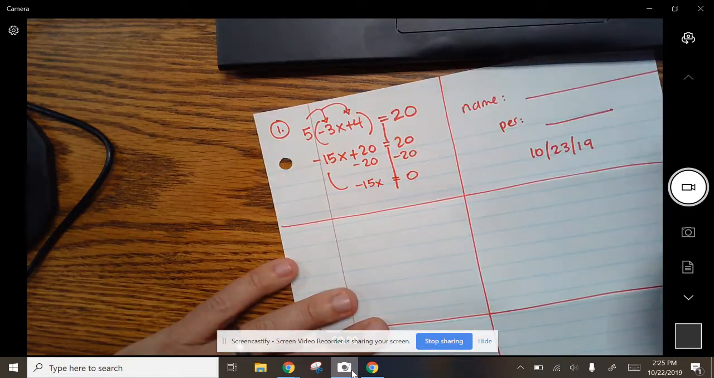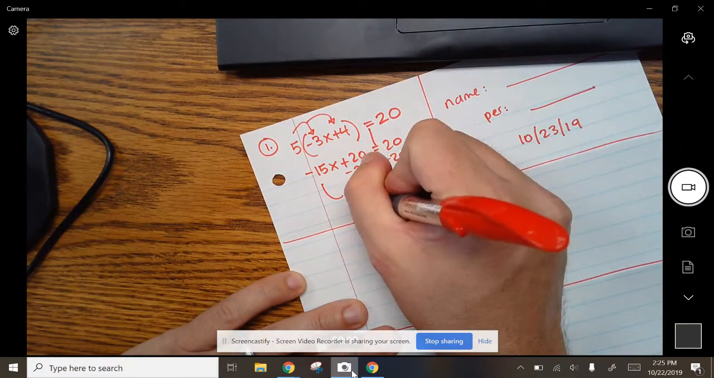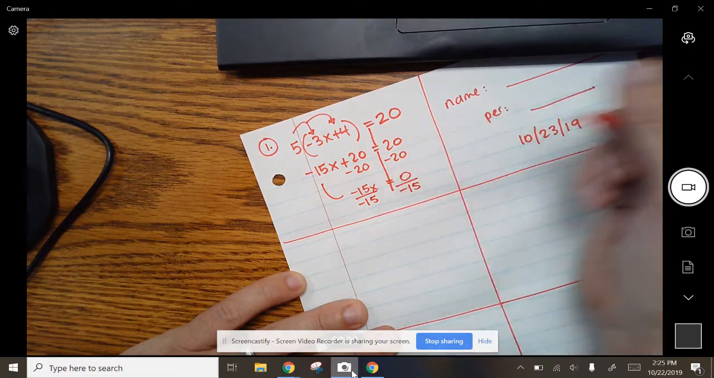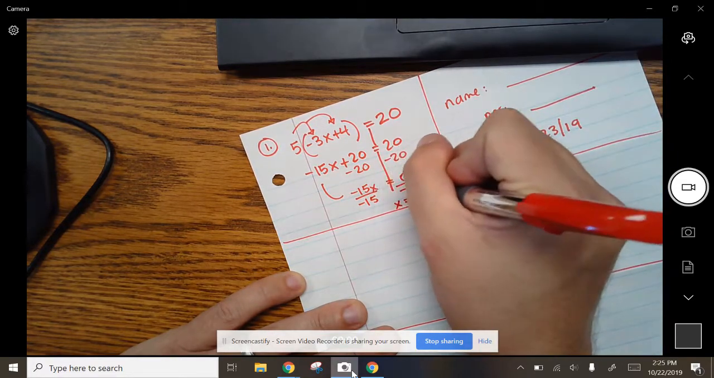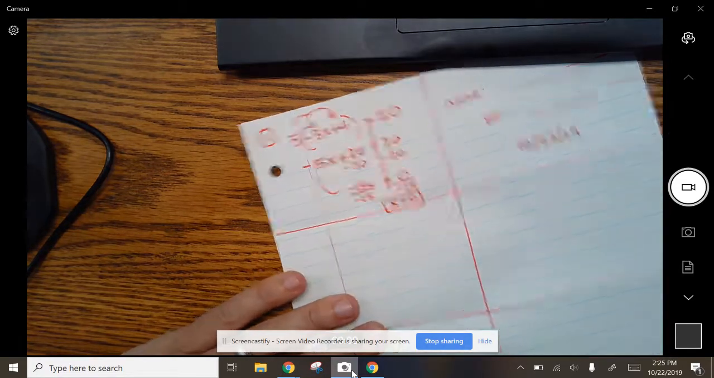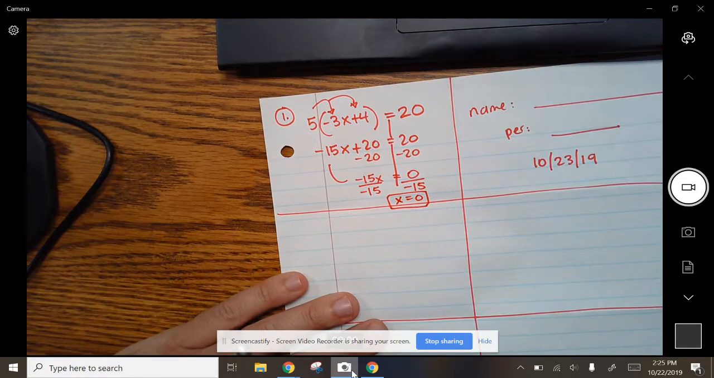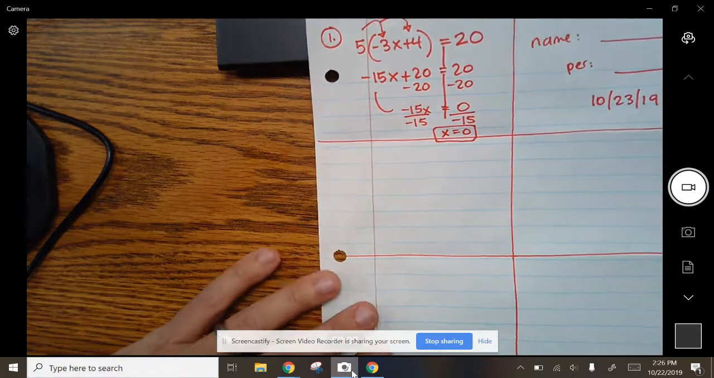Okay, then your last step. So x is going to equal 0. Okay, all we did here was distributed property. Now I want to mix in some with combining like terms as well, the ones we went over yesterday. All right, so number 2.